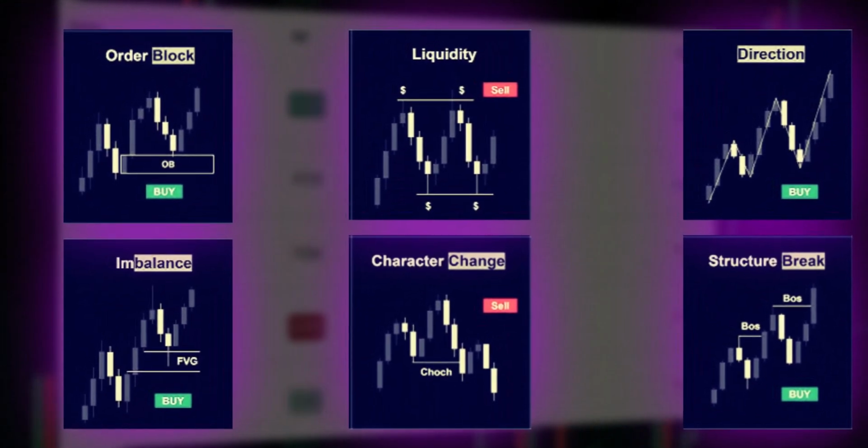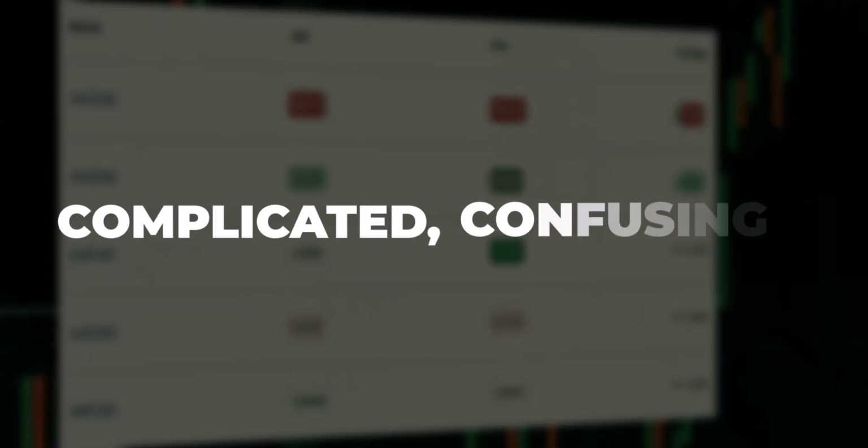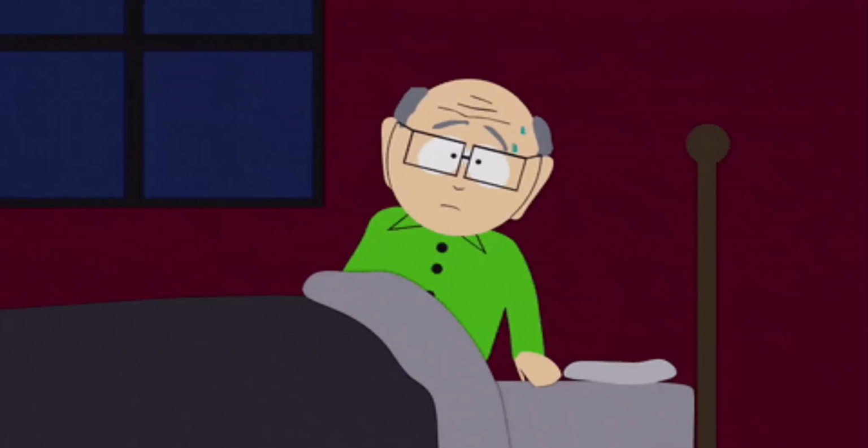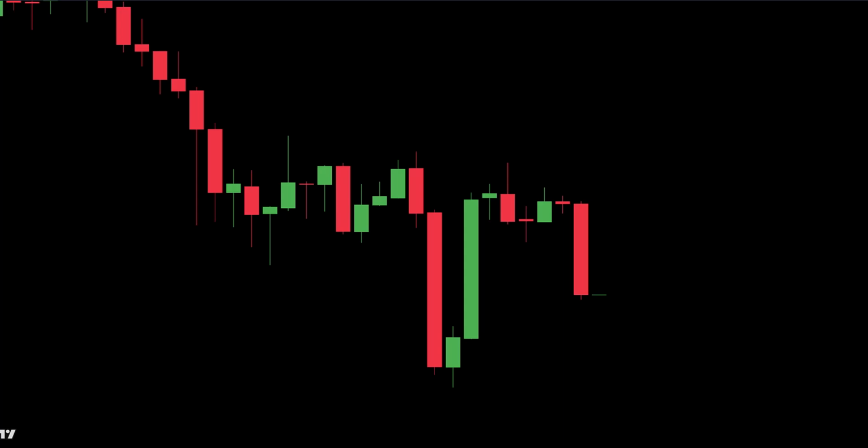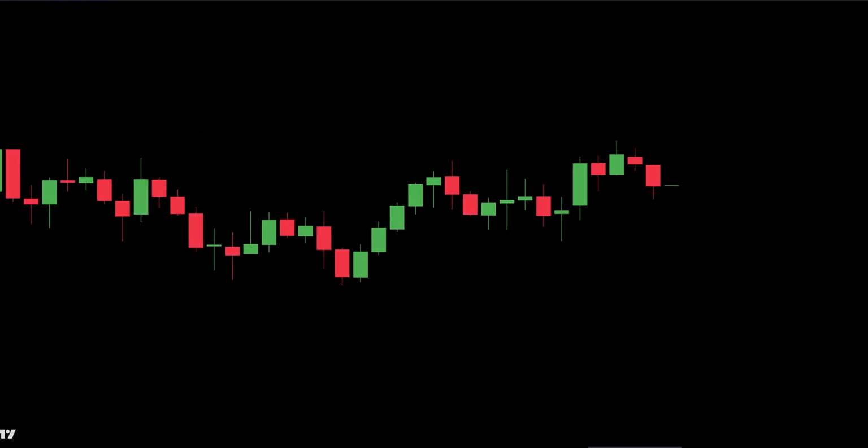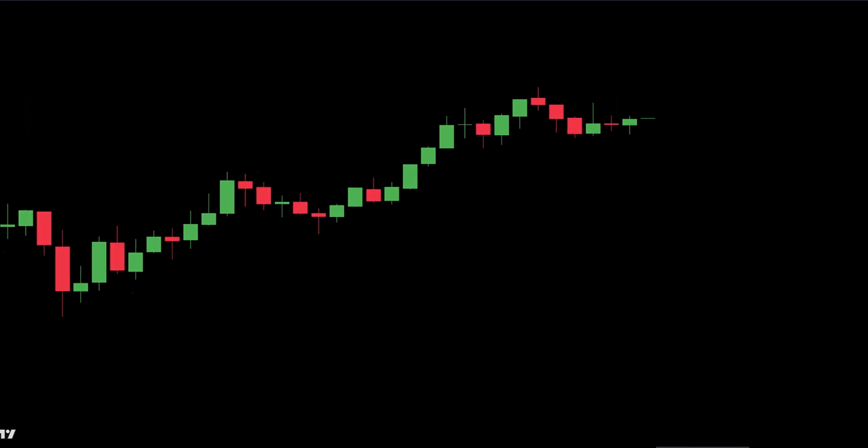Let's be real, ICT strategies are all over the place right now. But most of them are complicated, confusing, and honestly, a nightmare to trade live. But after tons of backtesting, live trades, and a lot of trial and error, we've cracked the code.